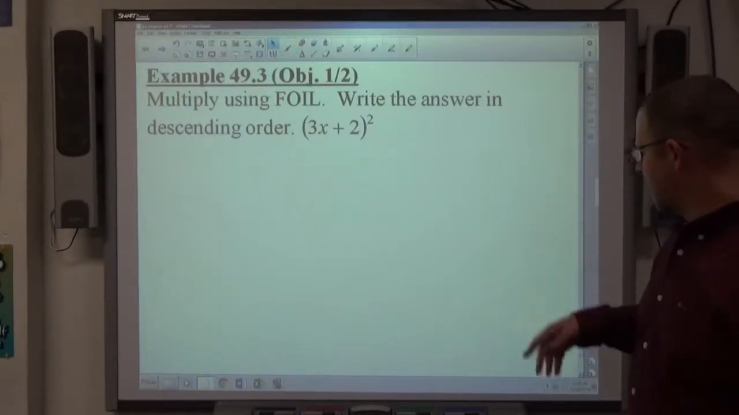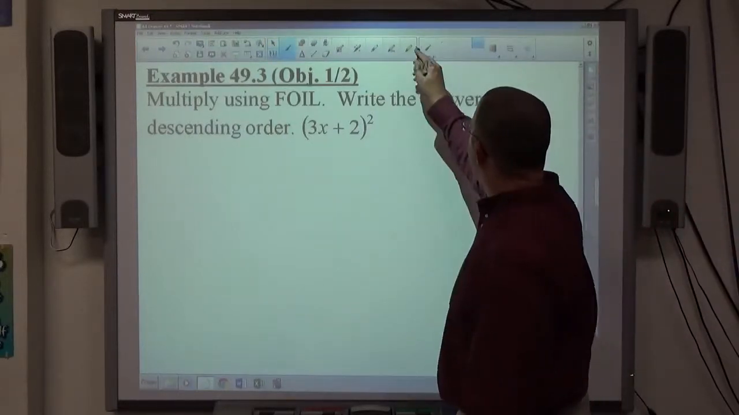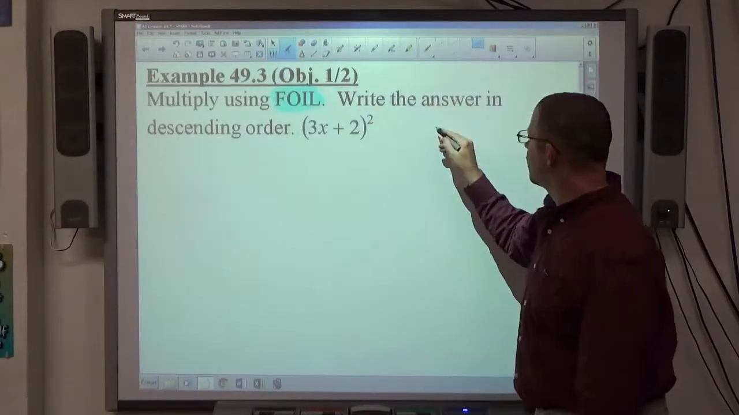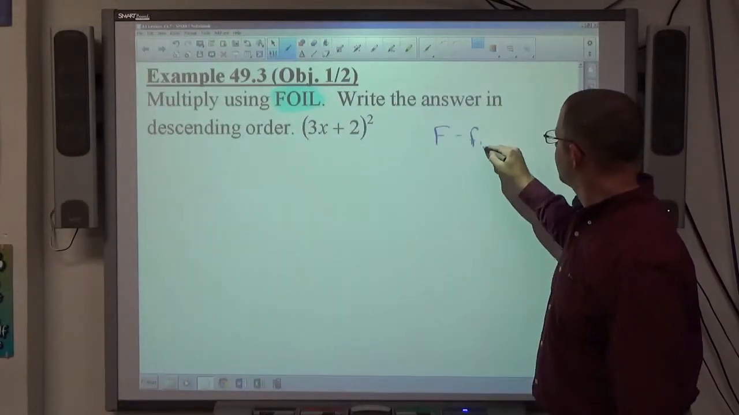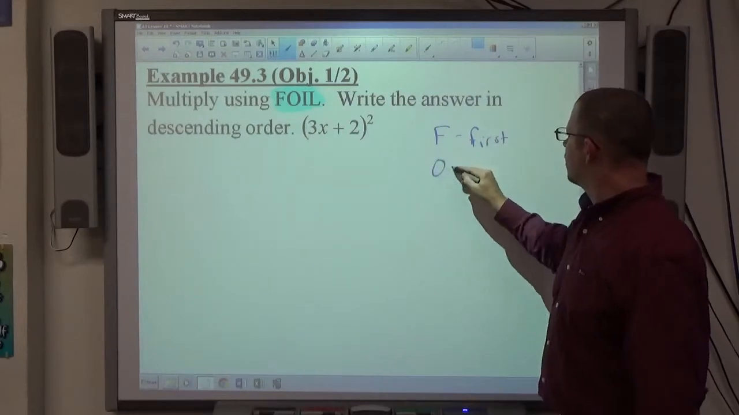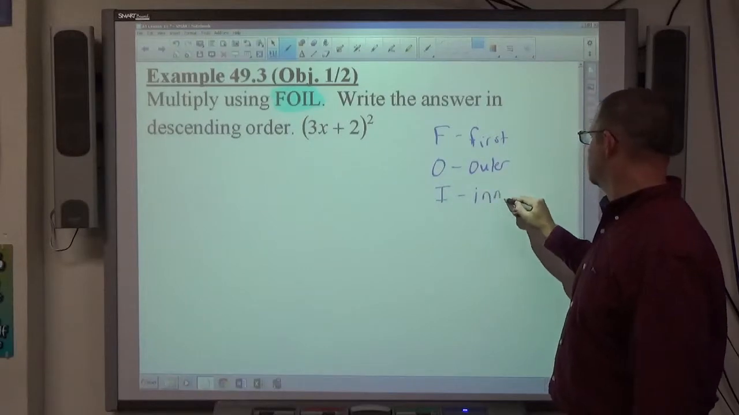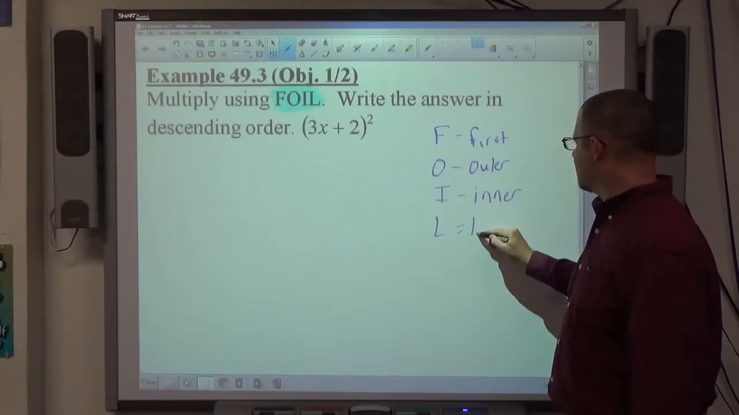Okay, for example 3, it says multiply using FOIL. FOIL is an acronym. This stands for the technique to do this. So F stands for first, O stands for outer, I stands for inner, and L stands for last.